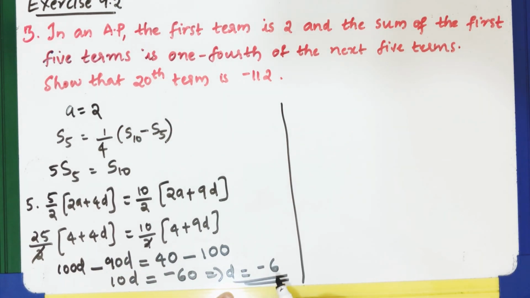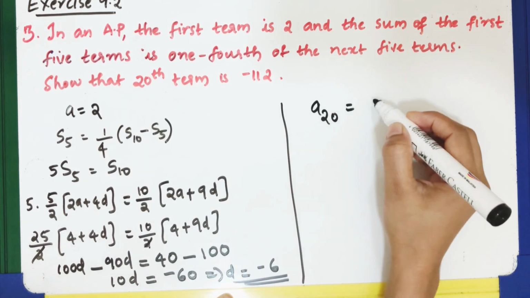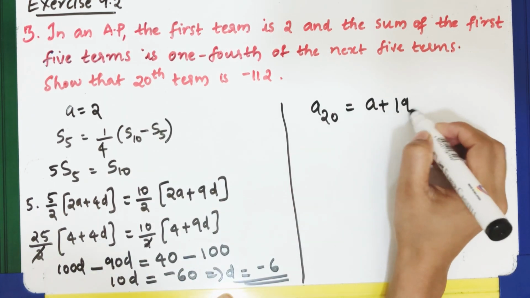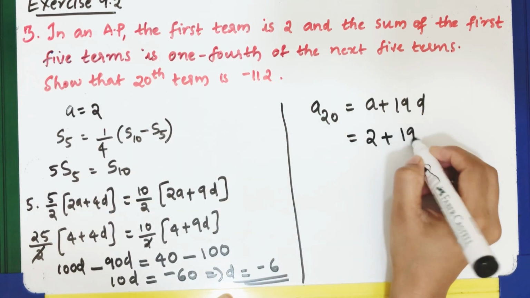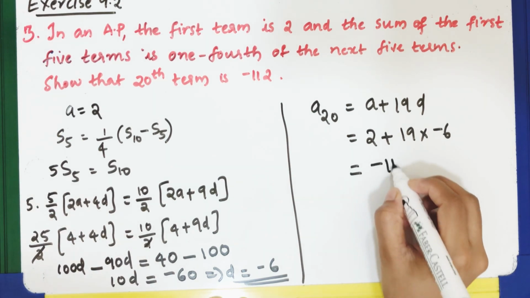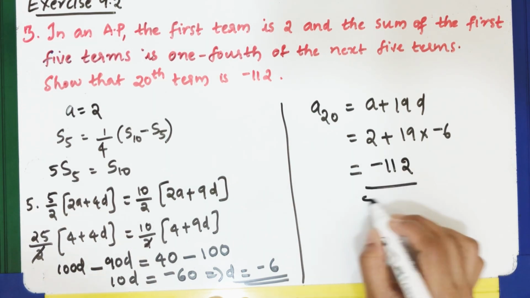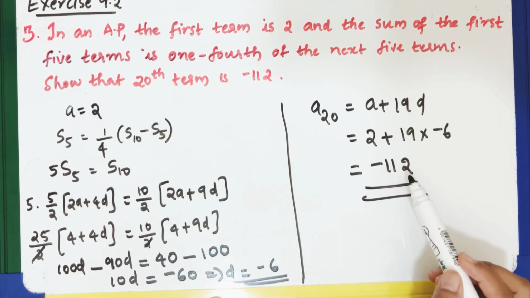So we have d. Now to find A20 is equal to a plus 19d. Here a is equal to 2. 2 plus 19 into minus 6 will be equal to minus 112. So A20 is equal to minus 112.